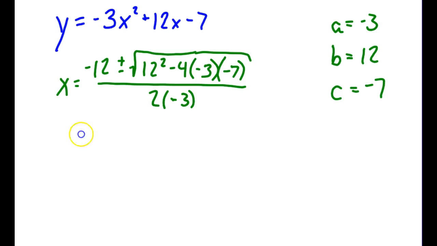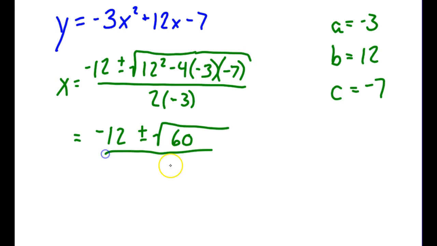Now we have some simplifying to do. -12 plus or minus the square root of 12 squared, which is 144, minus 4 times -3 times -7. Well, -3 times -7 is going to be a positive 21. 21 times -4 is going to be -84. 144 minus 84 leaves us with 60. All divided by -6.